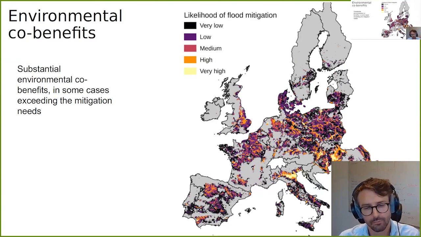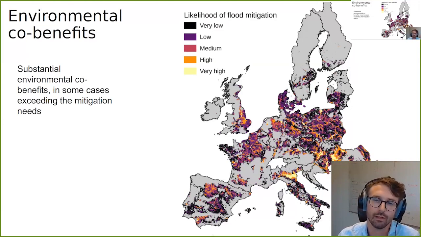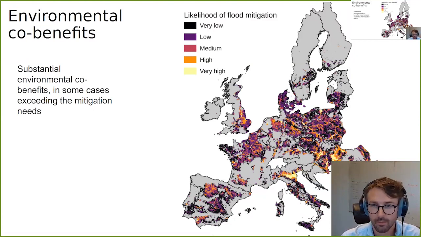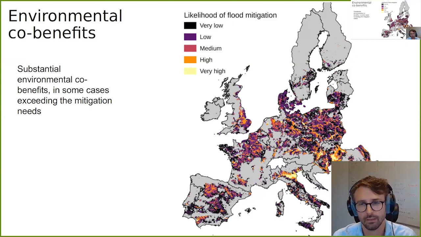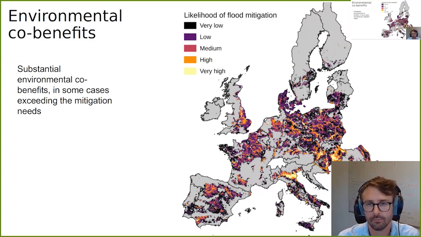So this figure basically shows, because we were not able to quantify these benefits, that we were able to quantify nitrogen emissions to water and soil loss by water erosion and soil loss by wind erosion, but not flood mitigation. Instead, we tried to indicate the likelihood of flood mitigation by introducing grass in crop rotations. And what we see here is that there is a very high likelihood that we are able to mitigate floods in large parts of Europe, basically along all the major rivers in Europe, where we also have large agricultural areas.